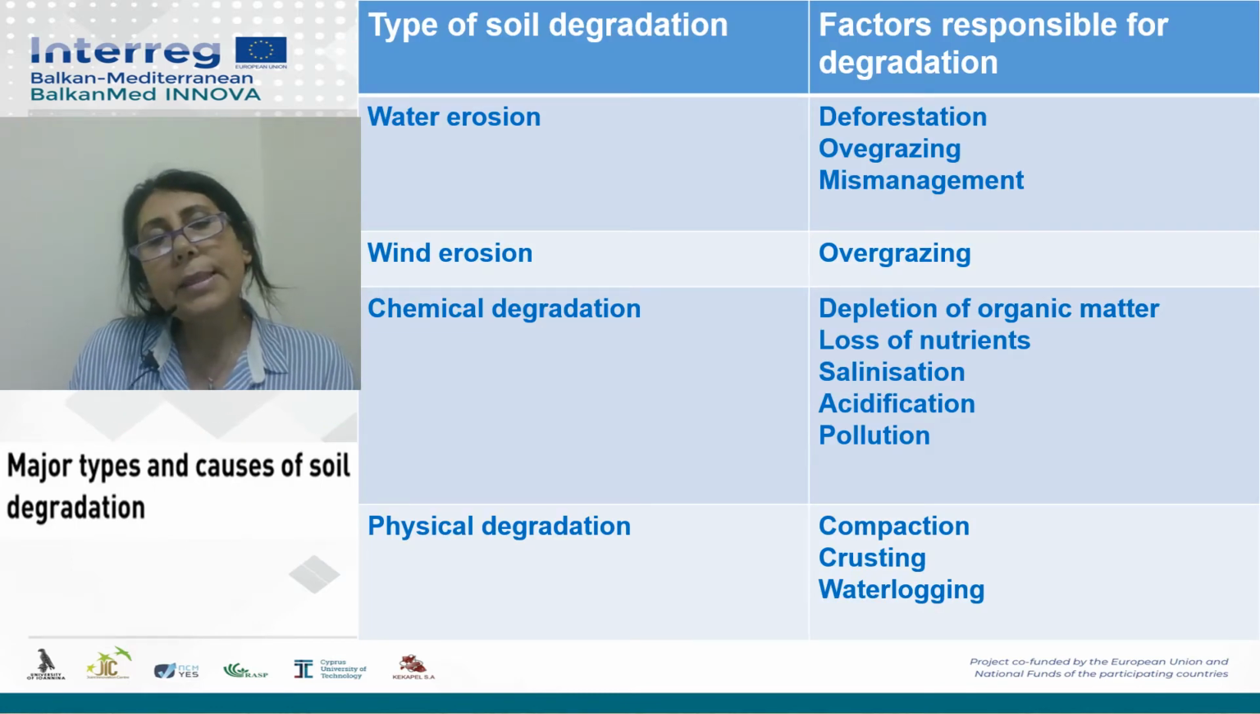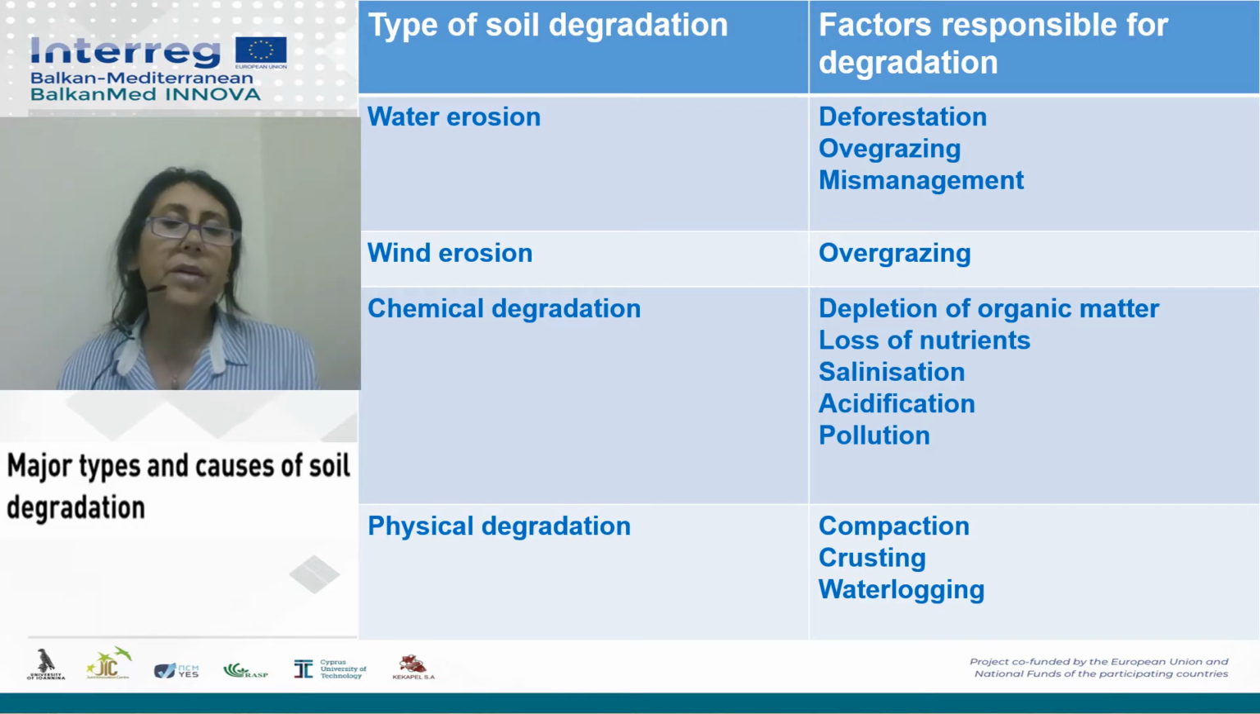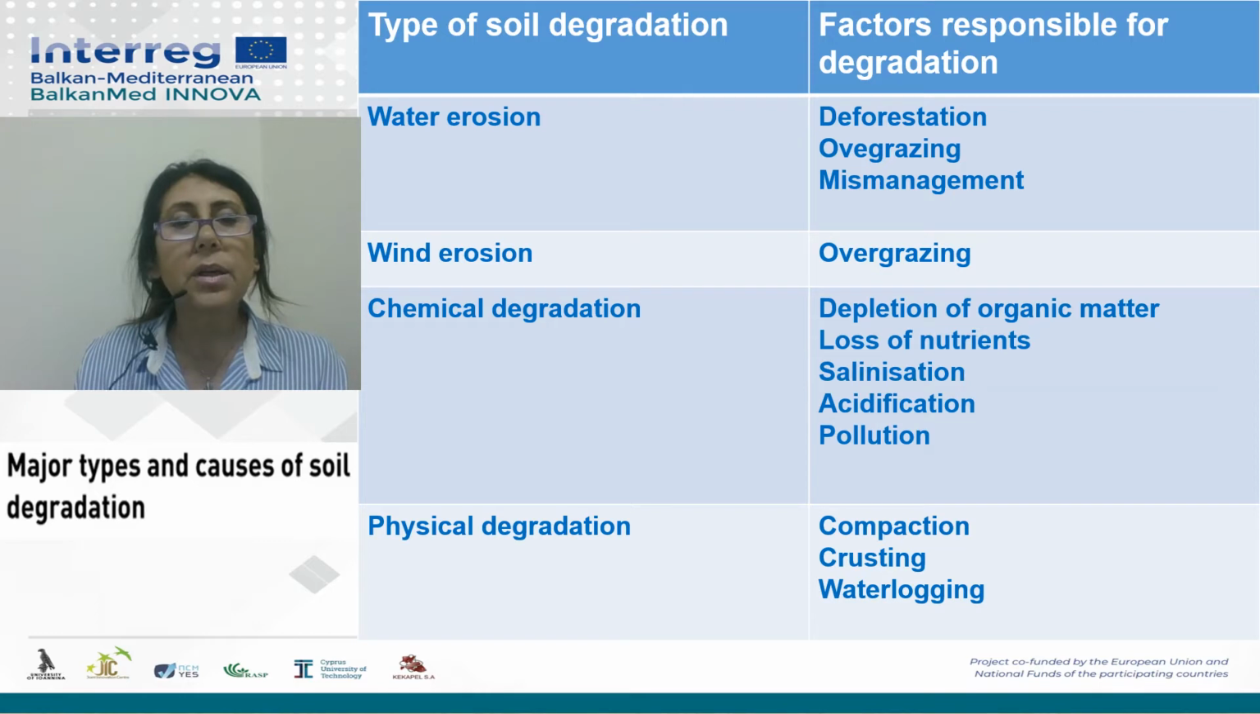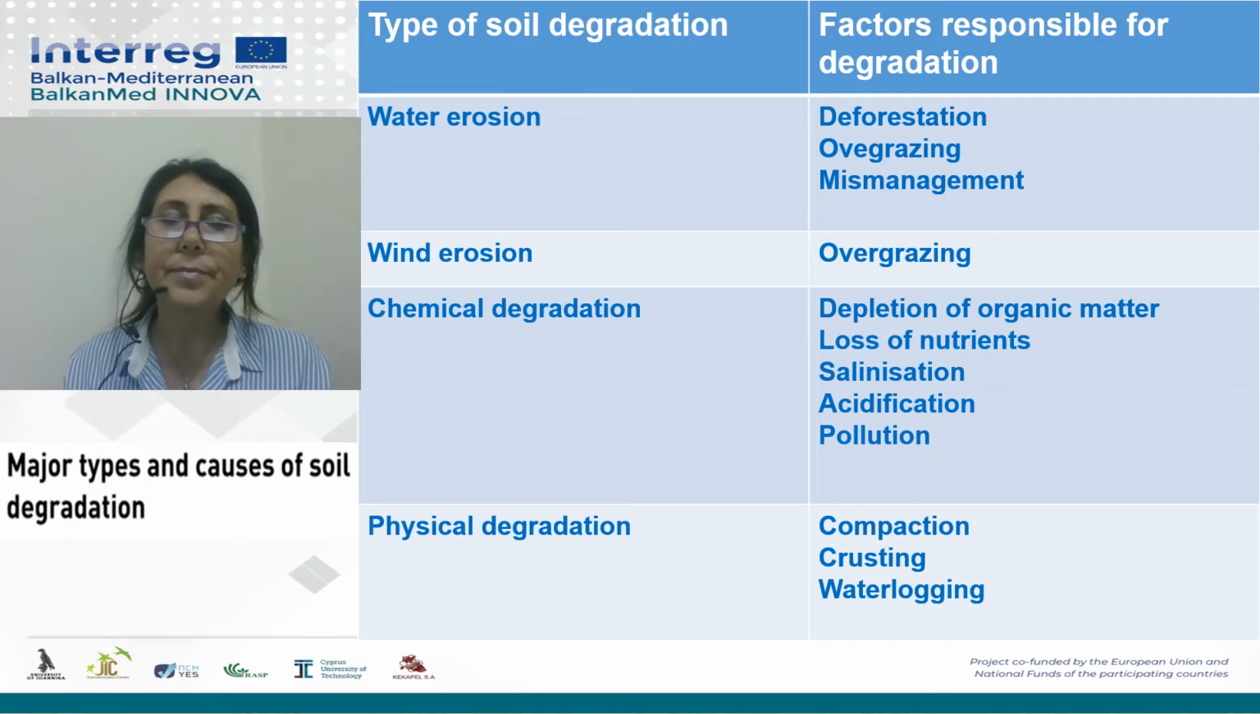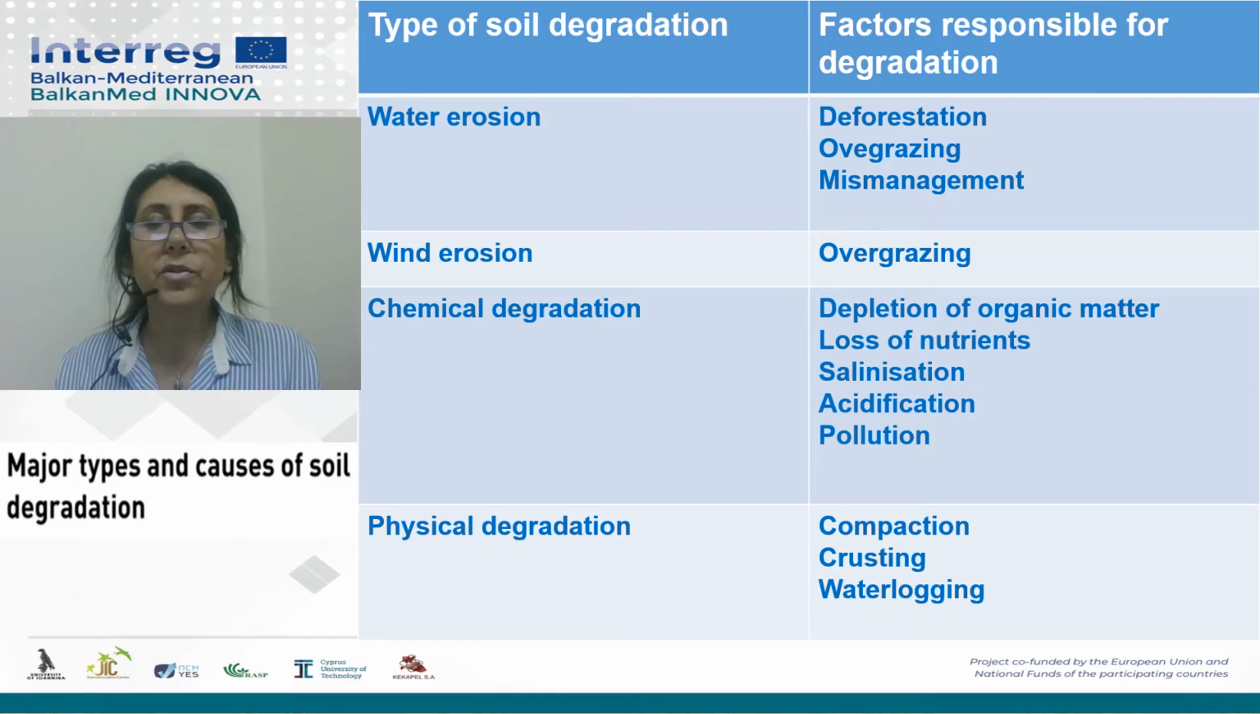This table is trying to summarize what I said before. So we have here water erosion, wind erosion, chemical degradation, physical degradation. So this type of soil degradation is because of deforestation, overgrazing, and mismanagement by people doing agriculture or other activities.